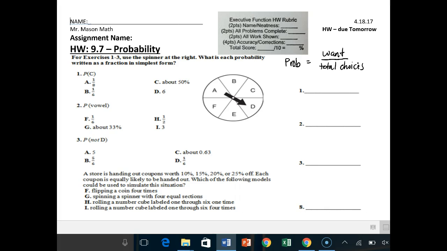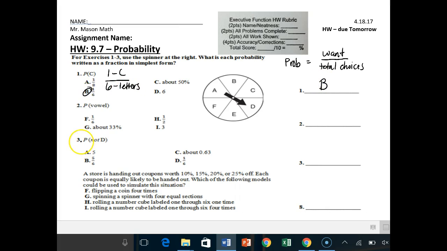So take a look at, let's say, number 1. You want the probability of picking C. So what you want is C, and there's one C, over how many total letters do you have? 1, 2, 3, 4, 5, 6. You have 6 total letters, right? So again, 1 was what I wanted, which is there's only one C, and 6 was the total letters. All right, so my answer is B, 1/6.